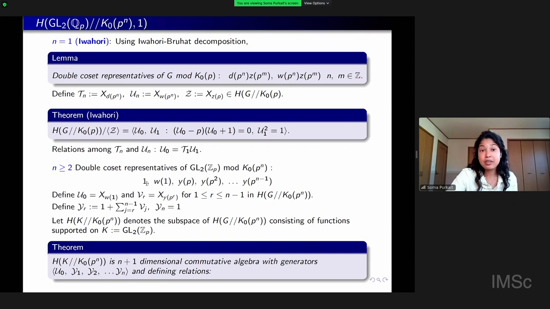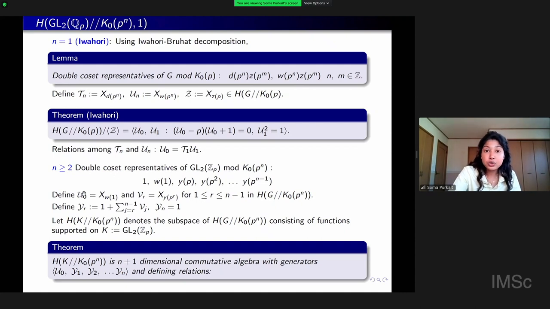is precisely given by 1, W1, Y_p, Y_p squared, up to Y_p to the n minus 1. So we have these n plus one generators. Then we try to find the relations amongst the characteristic functions coming from this W1 and these Y_p to the power r's.